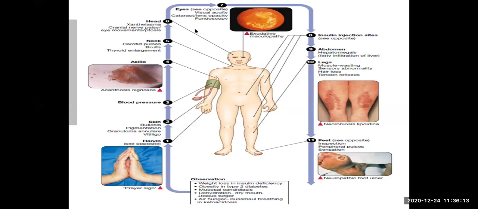Most of the students know the reason here. Again, atherosclerosis can occur in the carotid artery, so carotid pulse may be weaker. And when the arteries are blocked, bruit can be heard. Thyroid enlargement, what is the explanation you give for thyroid enlargement? Remember, this is a case of diabetes.